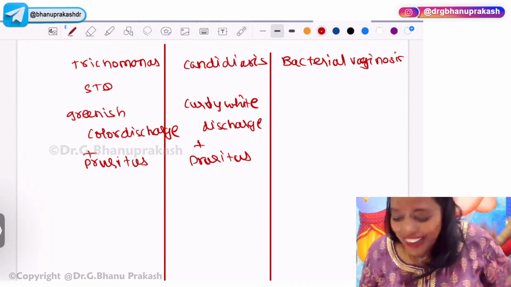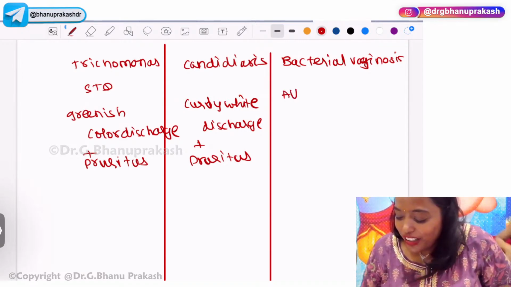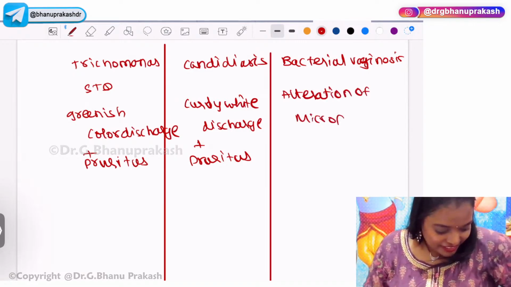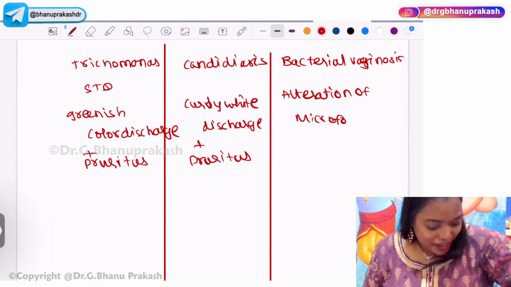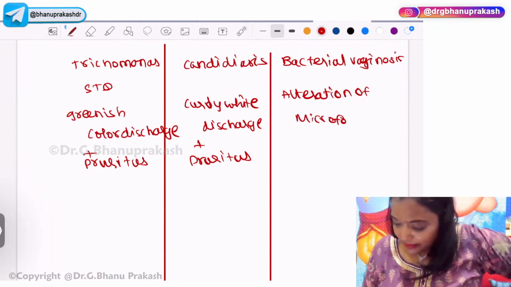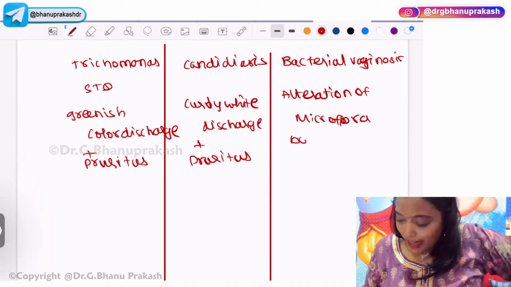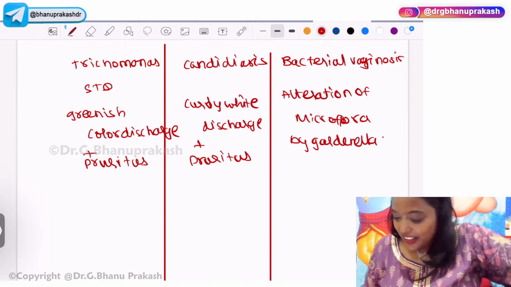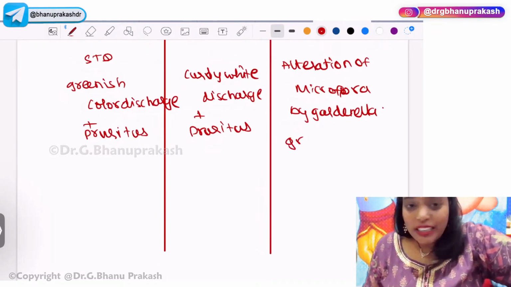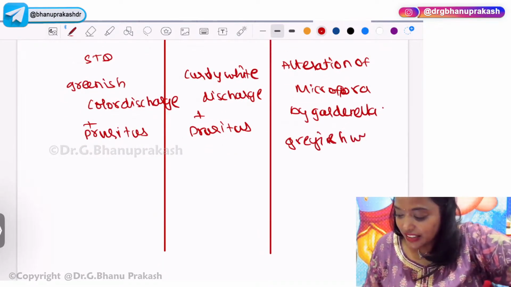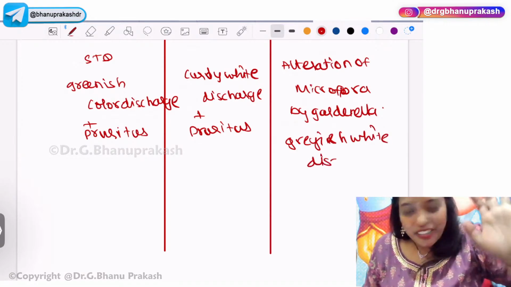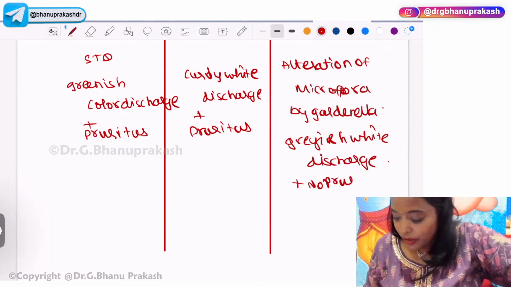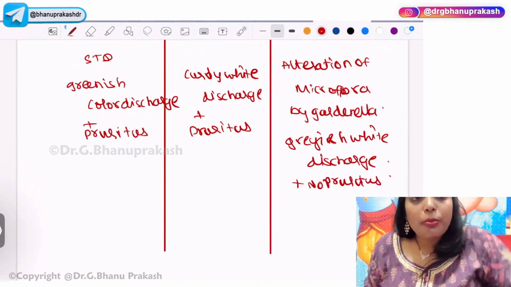Bacterial vaginosis is mainly due to alteration of the microflora by Gardnerella. In bacterial vaginosis you'll have only a very small amount of grayish white discharge, but there will be no pruritus. This is the only one where there won't be pruritus.